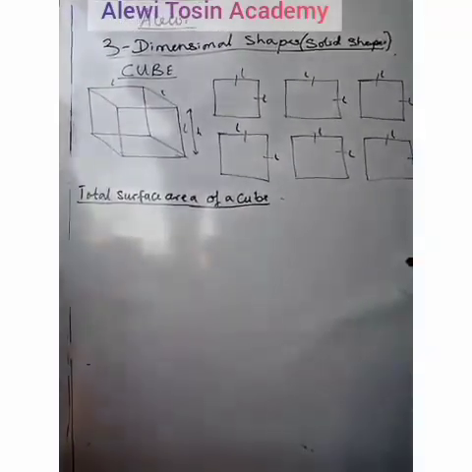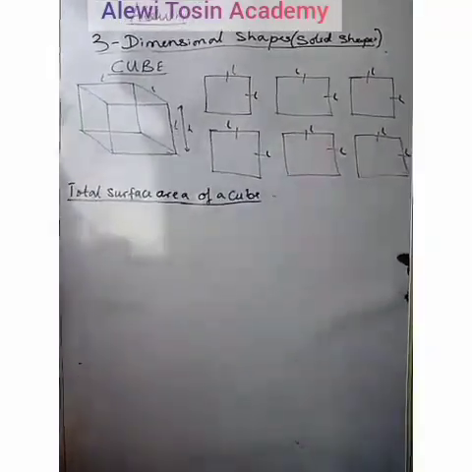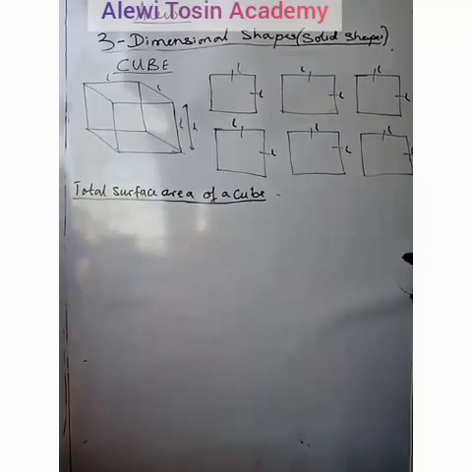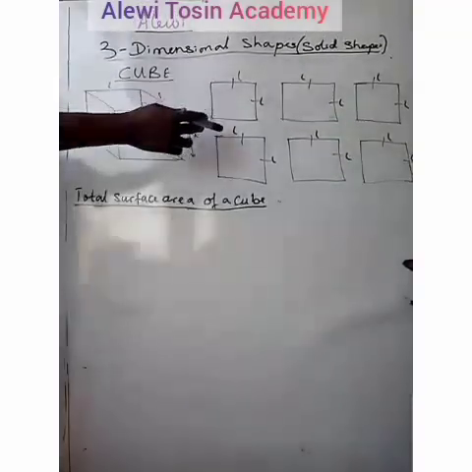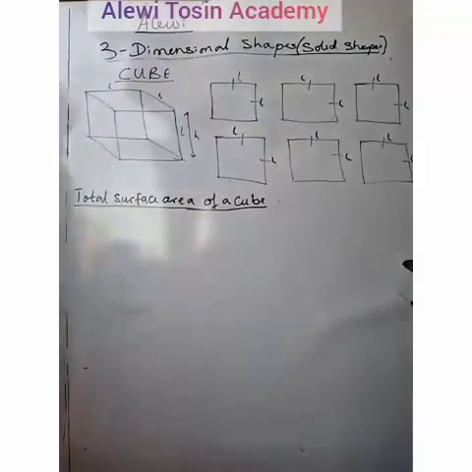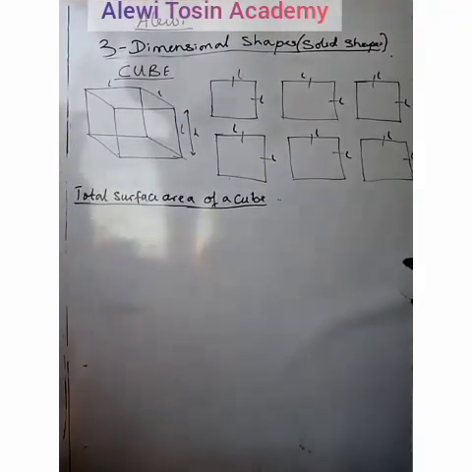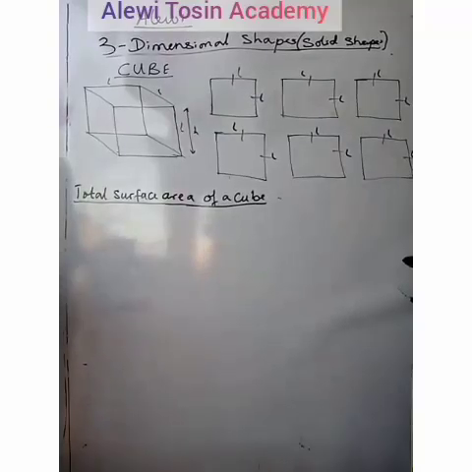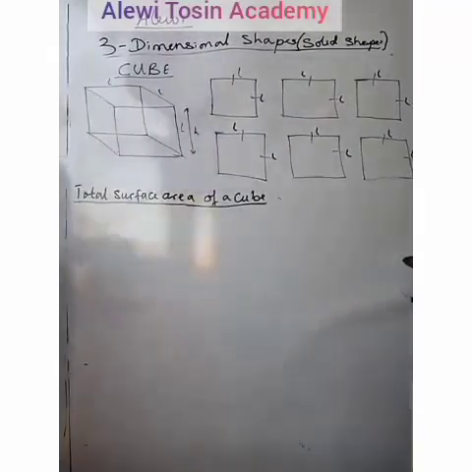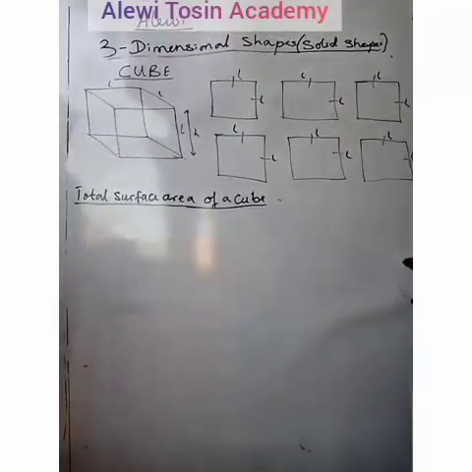Now let's take a cube. A cube, like we said, is formed from the combination of 6 equal squares, like it's drawn on the board. And the length of the cube is equivalent to the height of the cube, because all sides of a cube are equal.